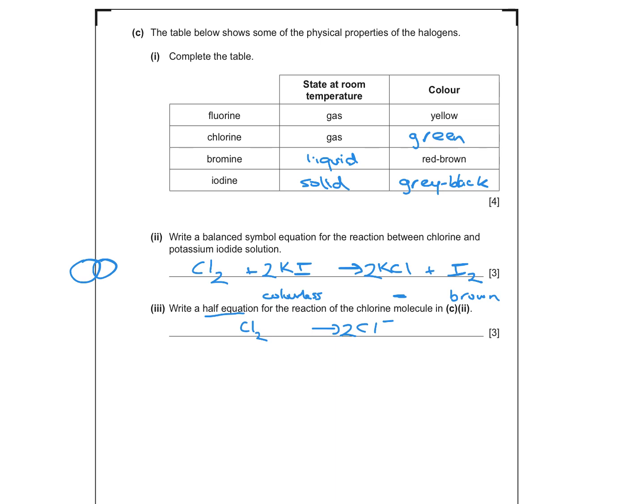Now if you look at this, you can see that it goes from Cl2, there's no charge there, that's neutral. And on the right hand side it goes to 2 Cl minus. So that means that the Cl2 must gain 2 electrons. That's a balanced half equation.